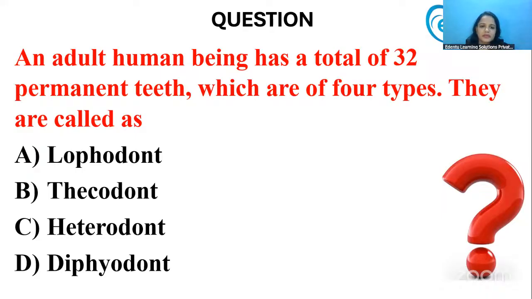An adult human being has a total of 32 permanent teeth, which are of four types. What are they called? Yes, Dr. Amrita, you are right. Yes, it is option C, heterodont.